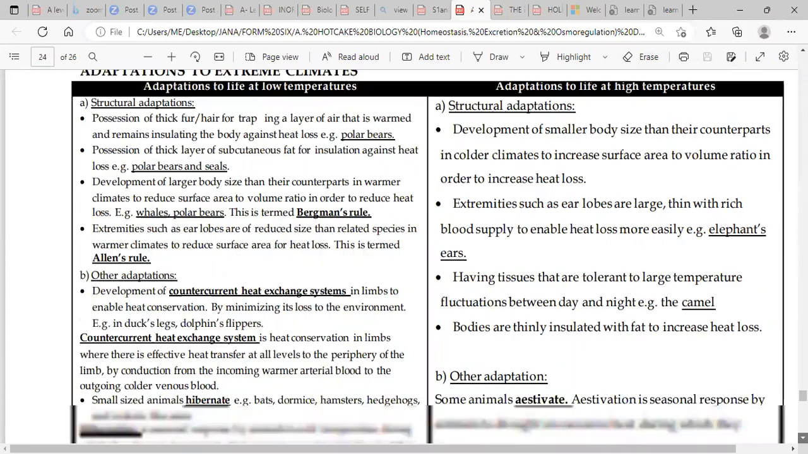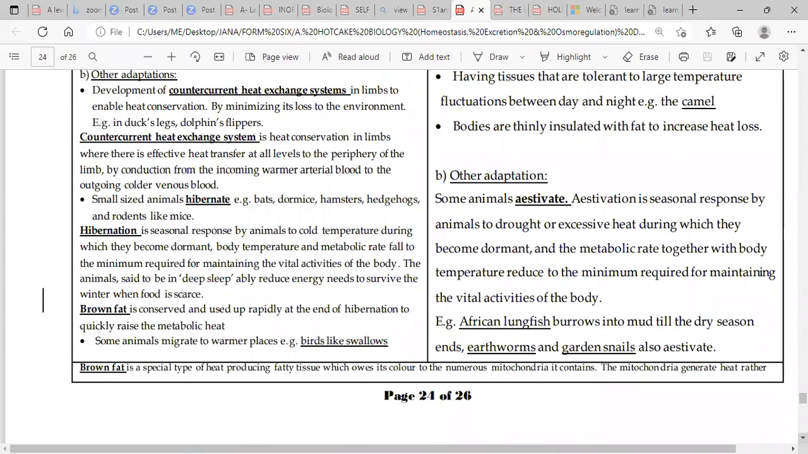Other adaptations beyond that, they are able to carry out estivation. That is the seasonal response by animals to drought or excessive heat, during which they become dormant and the metabolic rate together with body temperature are reduced to the minimum required for maintaining the vital activities of the body. Organisms that normally carry out estivation include the African lungfish, which burrows into mud till the dry season ends. The earthworms and the garden snails also carry out estivation.